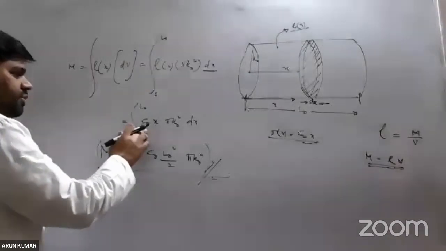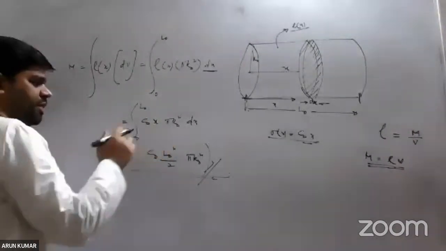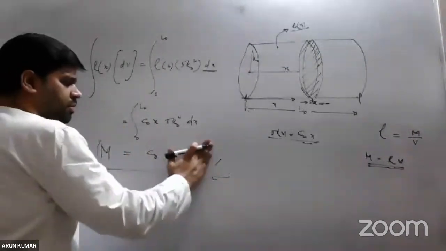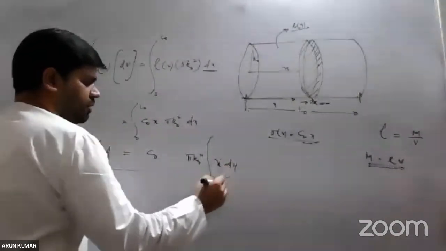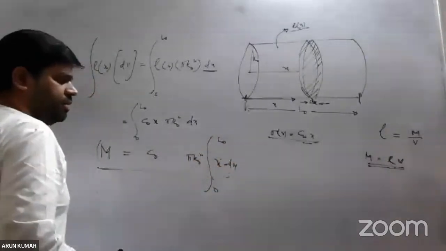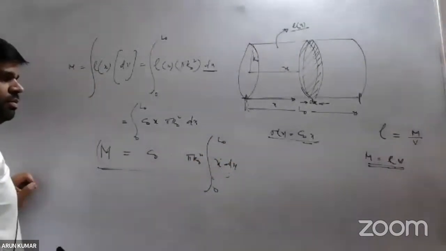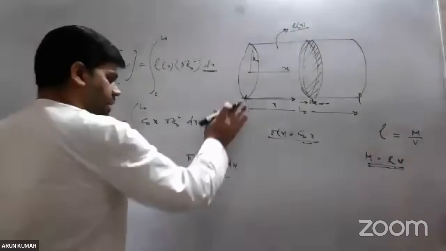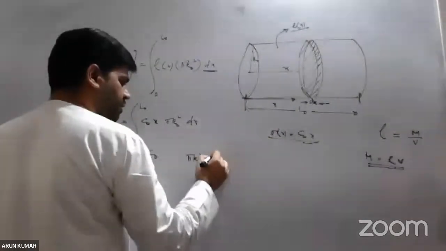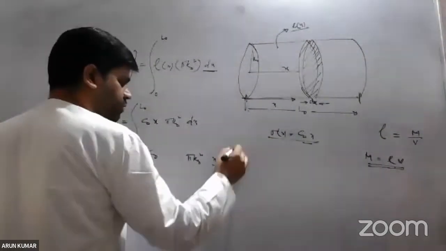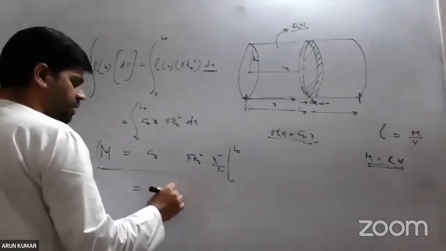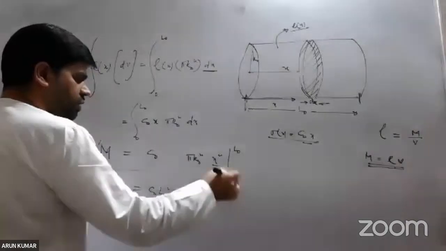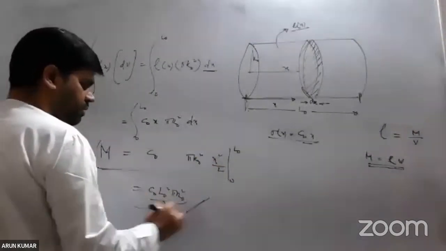See, C naught is constant, pi r square is constant, which comes out. Integral x dx. What is integral x dx? X square by 2. That's it. I write it as x square by 2 under limit 0 to L. I substitute the upper limit: C naught L naught square pi r naught square by 2. Lower limit is 0. That's it.